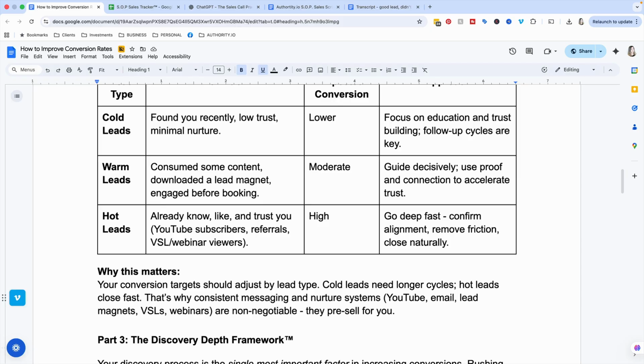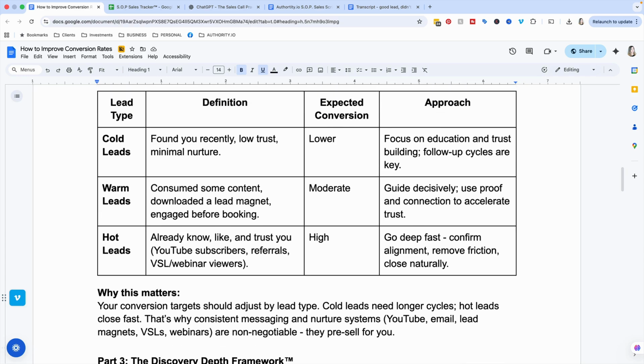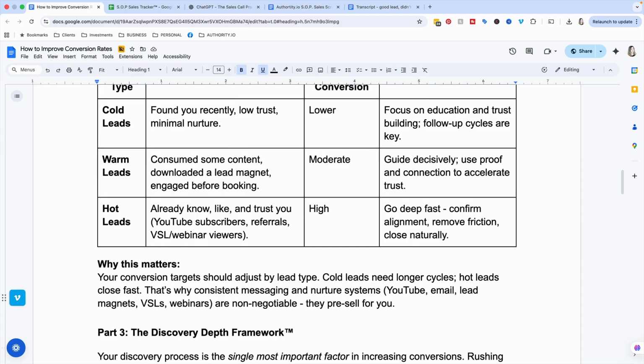Warm leads, they've consumed some content, maybe downloaded a lead magnet and engaged a little bit before booking. So the expected conversion for them is generally moderate. And I don't want to use this as an excuse, because we have had cold leads close on a first call and warm leads close on a first call, but this is kind of a general guide to go off of. So the approach with them is to guide decisively, use proof and connection to accelerate trust, okay?